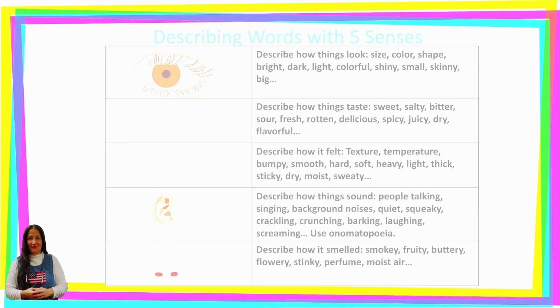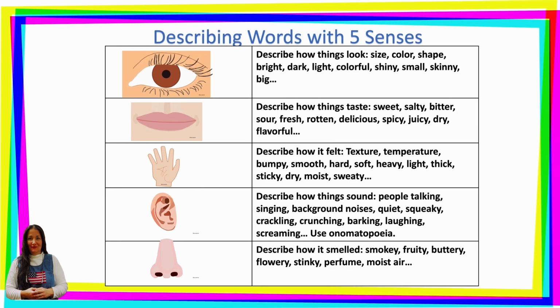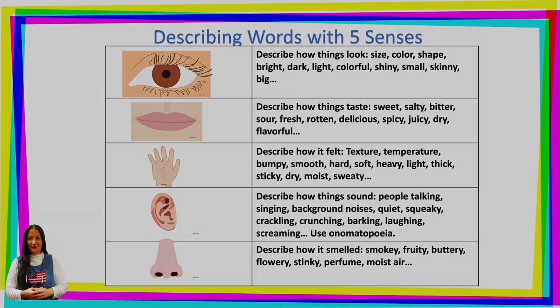Describe how things sound: people talking, singing, background noises, quiet, squeaky, crackling, crunching, barking, laughing, screaming, and so forth. Use onomatopoeia. Look for my lesson on onomatopoeia. Describe how it smelled: smoky, fruity, buttery, flowery, stinky, perfume, moist air, and so forth.